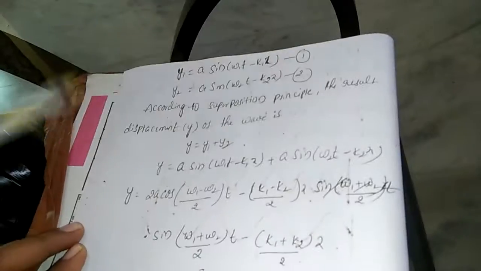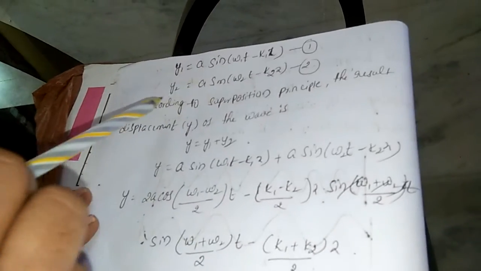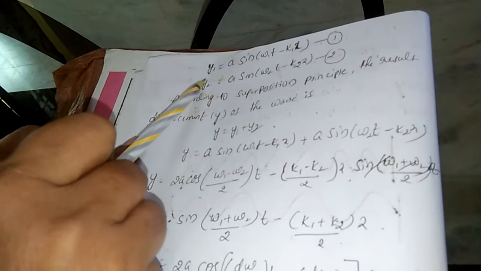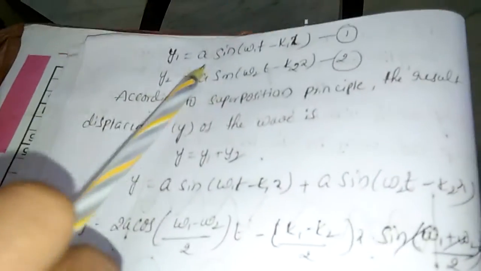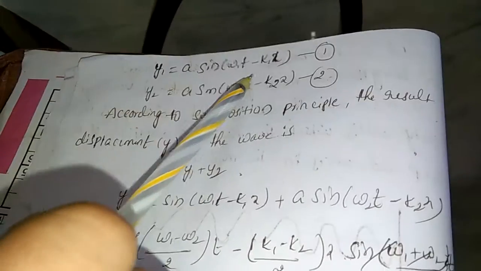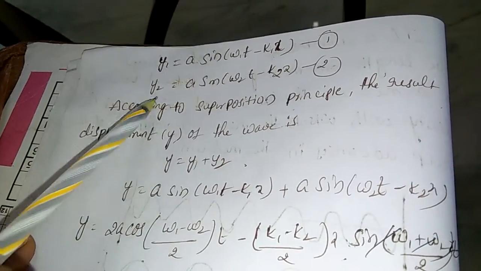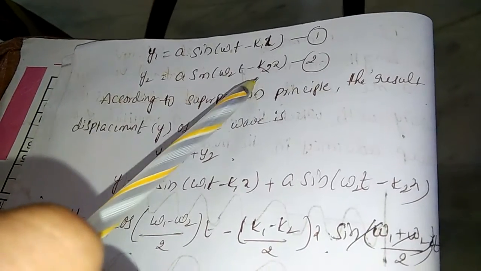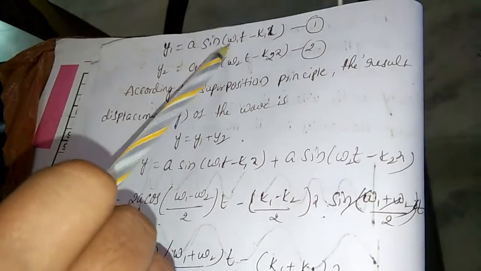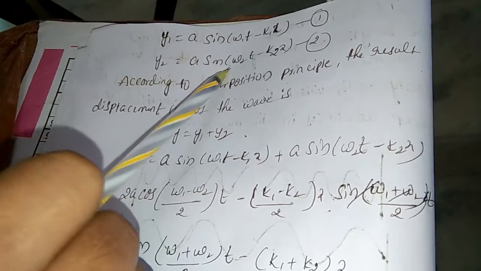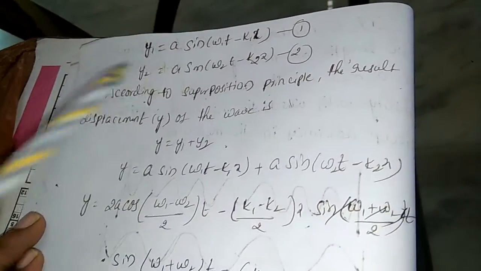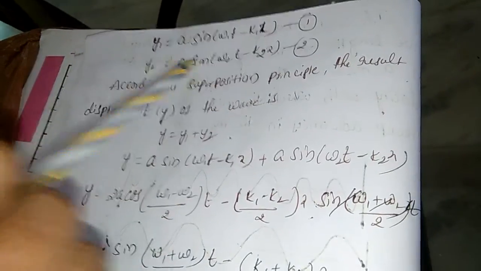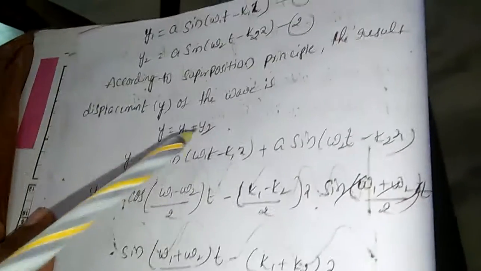So this is the derivation of the group velocity. Suppose let us consider y1 is the first wave: y1 is equal to a sin(omega1 t minus k1 x), and y2 is a sin(omega2 t minus k2 x). These two waves are not in the same phase, which is why we mention omega1 and omega2. According to the superposition principle, different waves superpose with each other, so the resultant displacement is y equal to y1 plus y2.